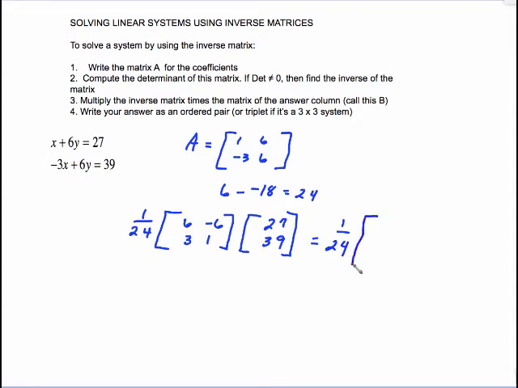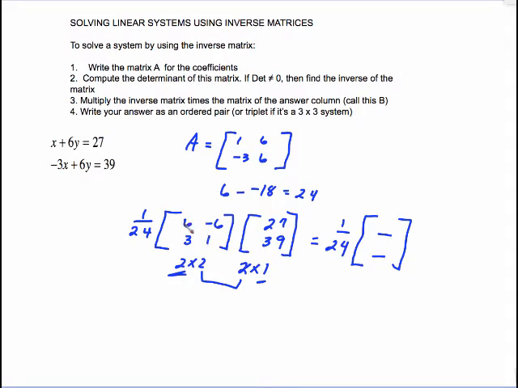Now you got to think about what kind of matrix is this? Well, this is a 2x2. This is a 2x1. Because those match in the middle, you know you can multiply them, and your answer will be a 2x1, which is like this. 2 rows with 1 column. All I have to do now is do this multiplying.